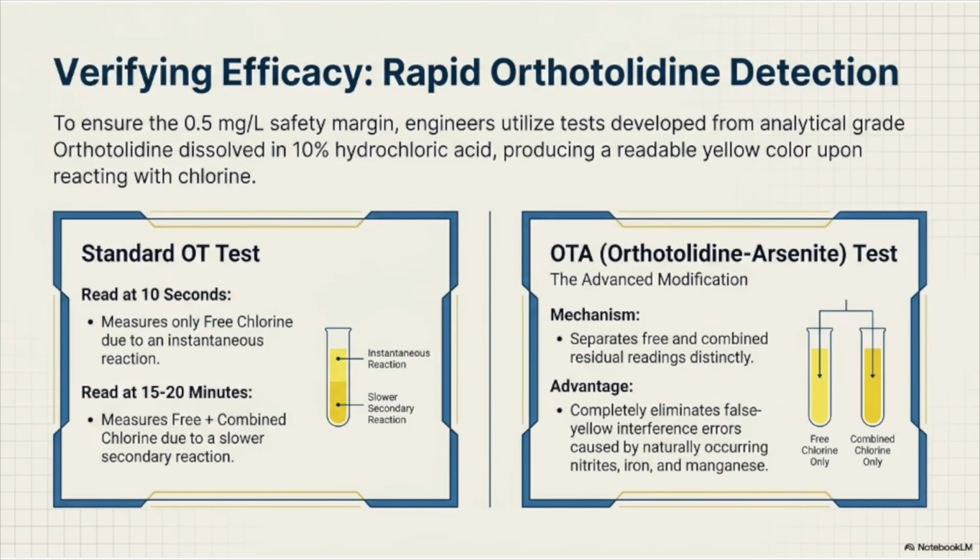An advanced modification called the OTA test, or orthotolidine arsenite test, separates the free and combined residual readings distinctly and has the advantage of completely eliminating false yellow interference errors caused by naturally occurring nitrites, iron, and manganese.